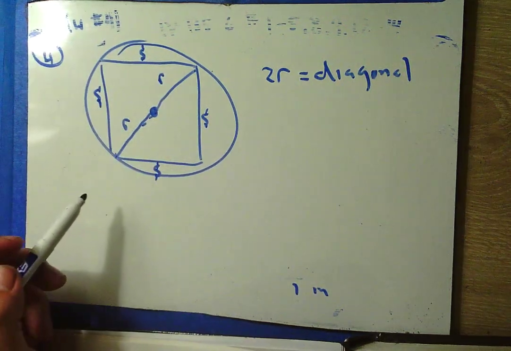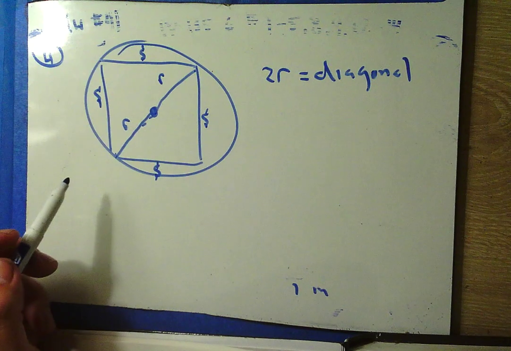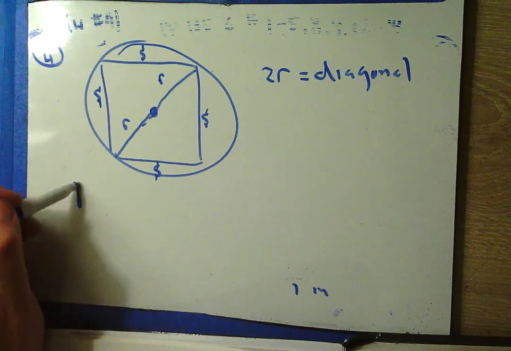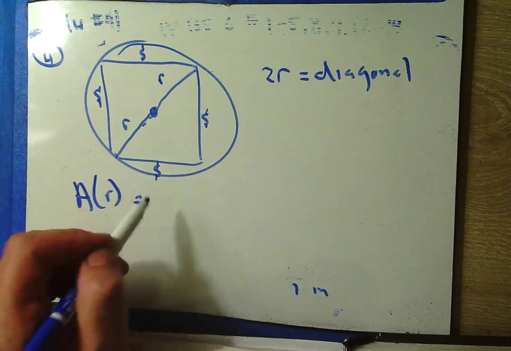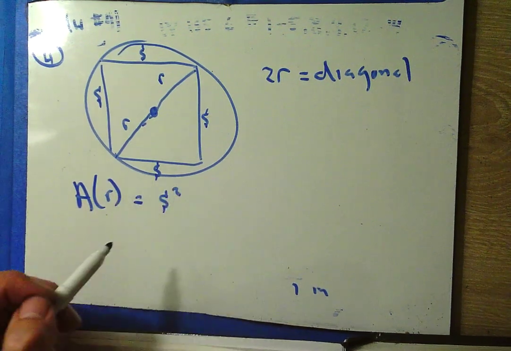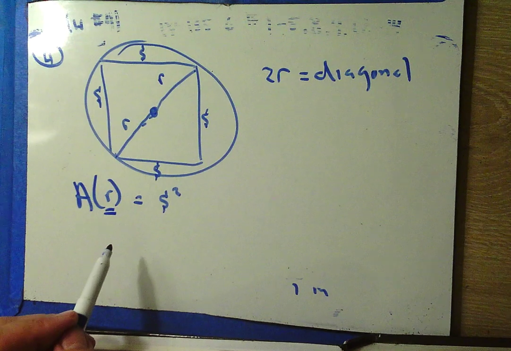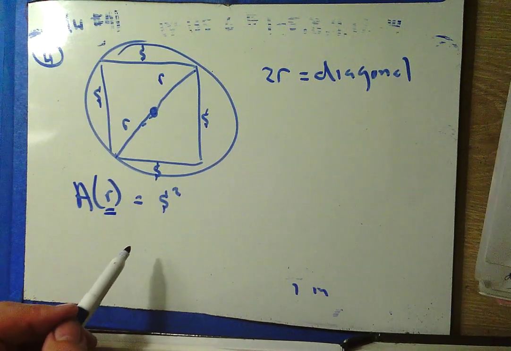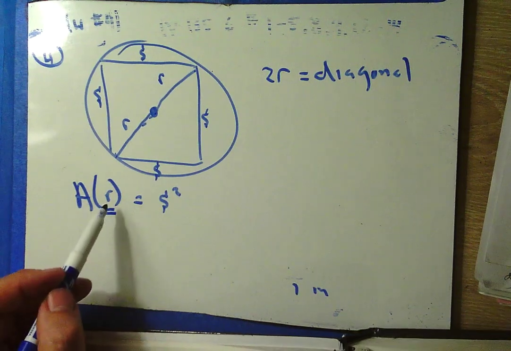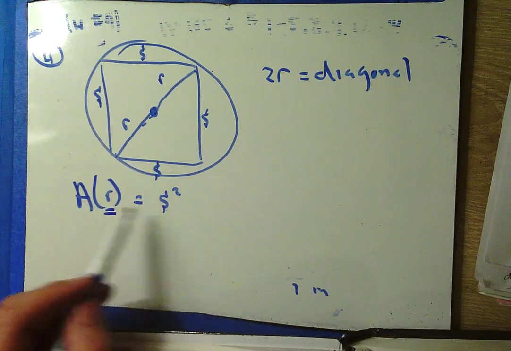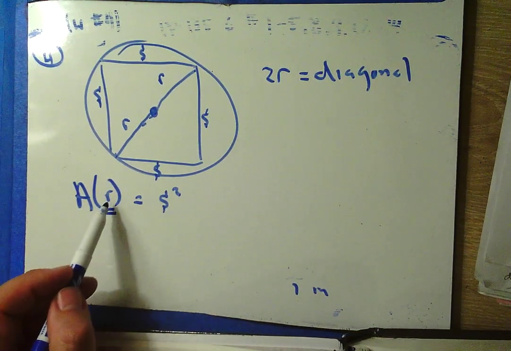What is it that they want us to do? They want us to write the area of the square as a function of radius. Area as a function of radius. Well, I know the area of the square is side squared. What we want is in terms of radius. So we're going to have to find a way to get rid of side length, and get r in its place.